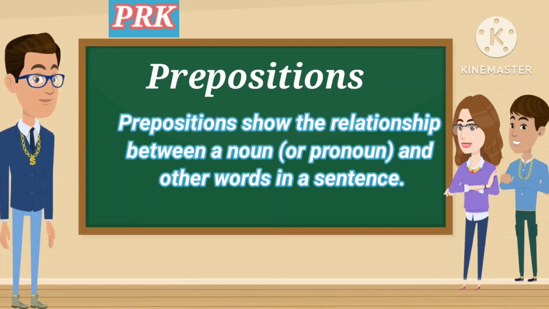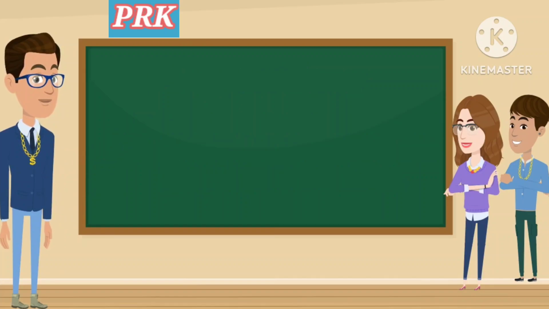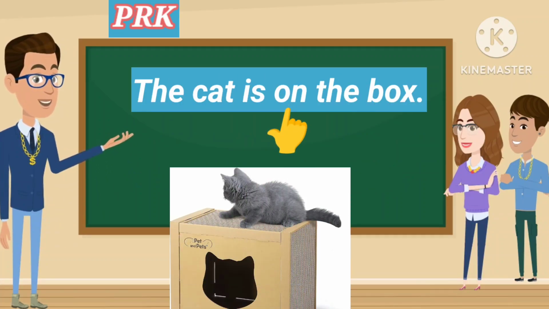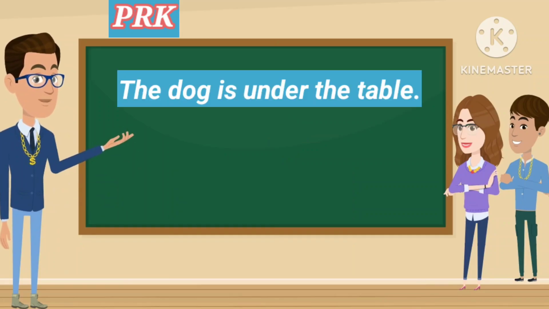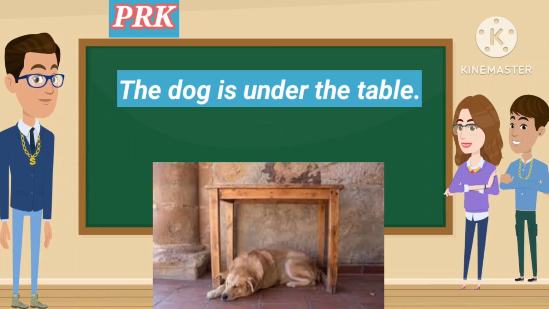Prepositions. Prepositions show the relationship between a noun or pronoun and other words in a sentence. The cat is on the box. Here, on is a preposition. The dog is under the table. Under is a preposition.